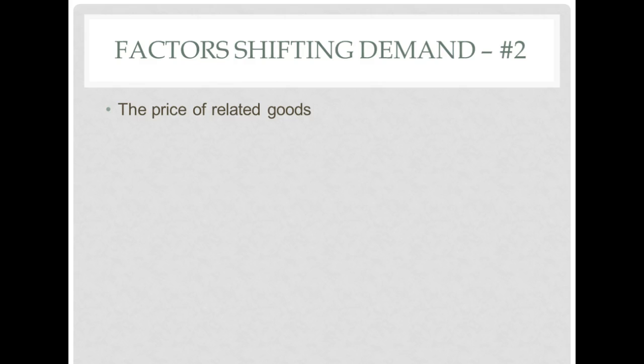The price of related goods. Now, this gets a little confusing because you're going to think to yourself, wait a minute, didn't we learn in our previous lessons that the price doesn't affect supply and demand? And that's true. The price of the good doesn't affect supply and demand. That affects the quantity supplied and the quantity demanded. But the price of other goods does affect the demand for the good that we're speaking about.